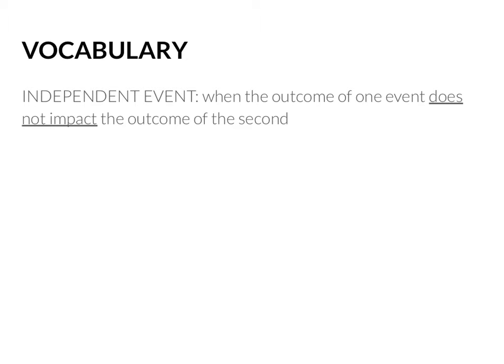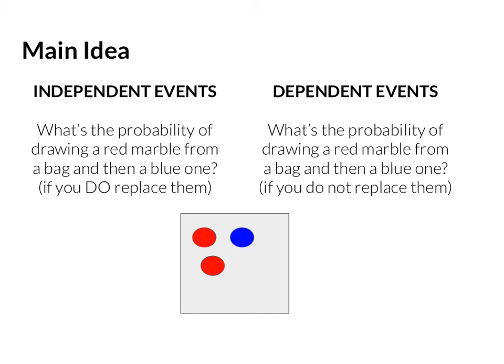Here's some vocabulary for you to copy down. An independent event, when the outcome of one does not impact the outcome of the second. Here's what that vocabulary term that you just wrote down actually means. So the difference between a dependent and an independent event has to do with replacing, or does one affect the other.